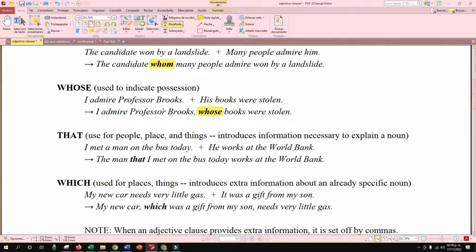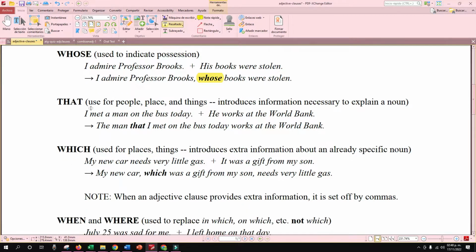So, I admire Professor Brooks. You can say this sentence without the adjective clause, right? And it has a complete meaning. But in this case, if you say whose books were stolen, it doesn't have a complete meaning, right? So that is a dependent clause and an adjective one.